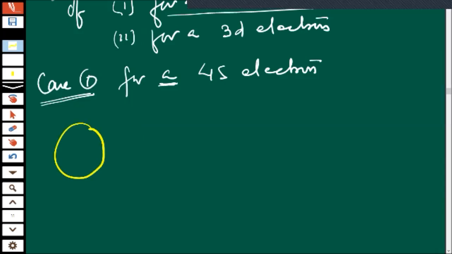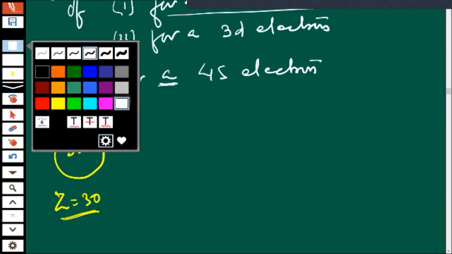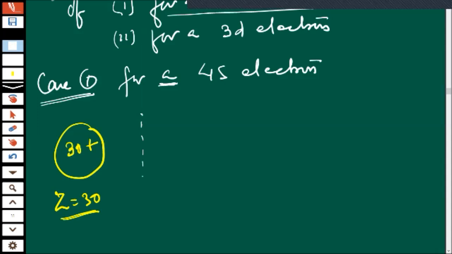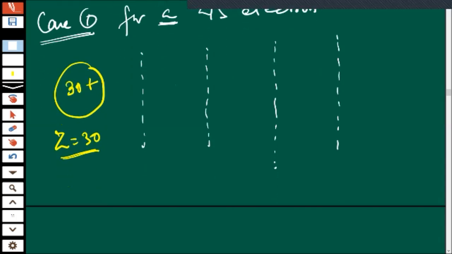This is the nucleus of zinc, having 30 plus charge, means Z, nuclear charge, equal to 30. 30 plus protons are there in zinc. And now, this is the orbit. This is the first orbit. This is the second orbit. This is the third orbit. And this is the fourth orbit. These are the orbits.